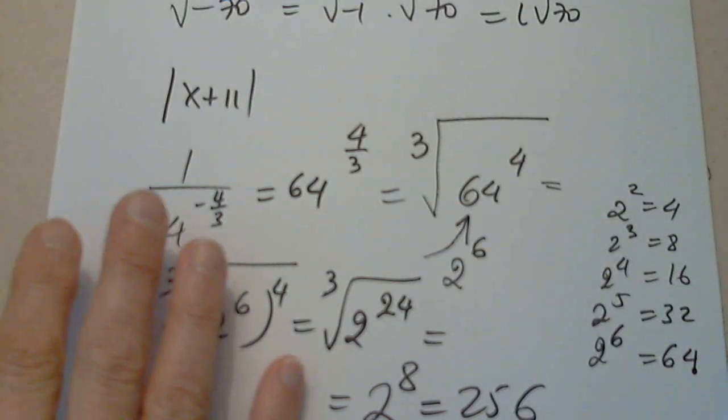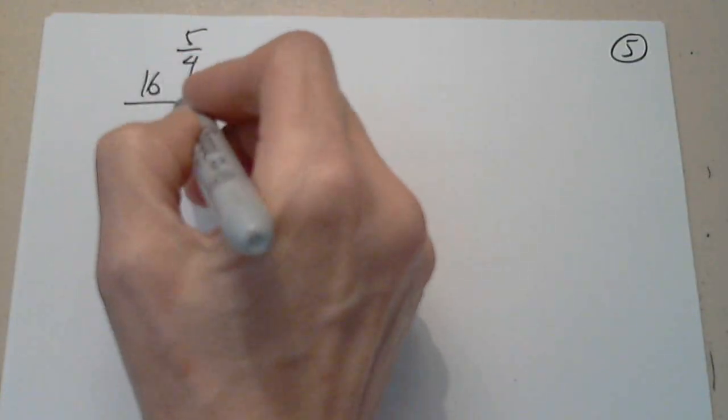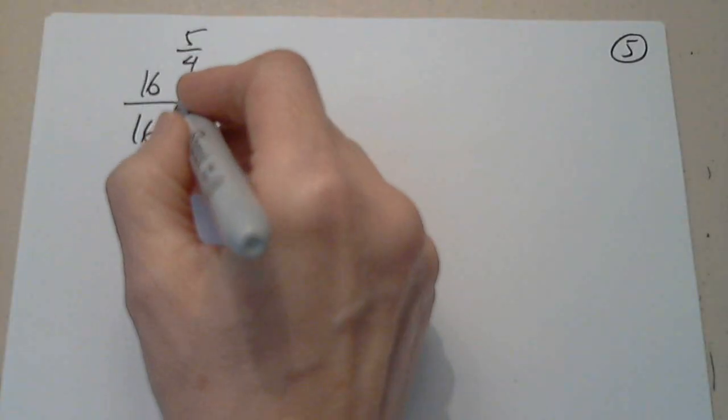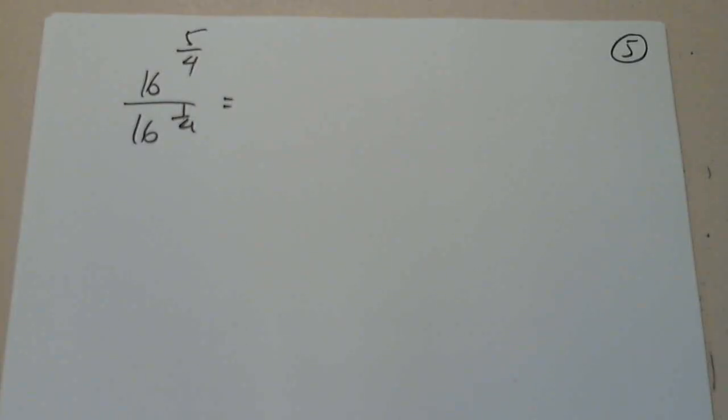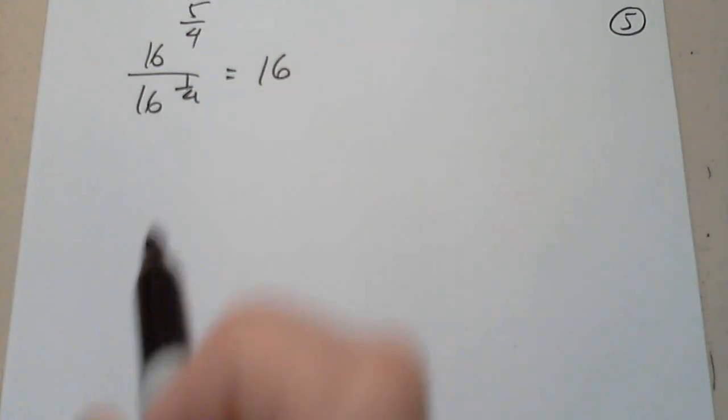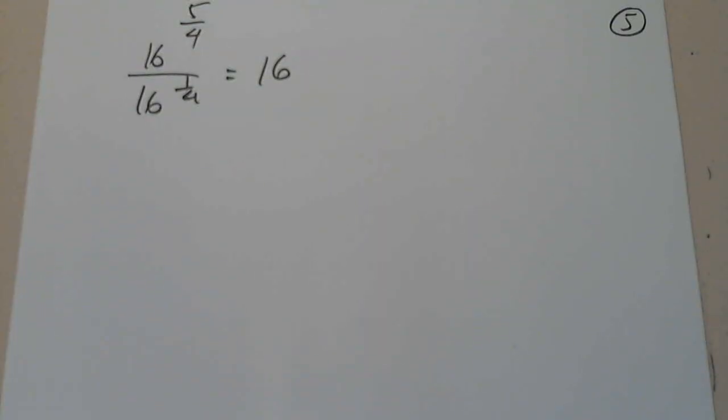Again, here we worked on this problem together. It's the same problem we did in class, but with different numbers. 16 to 5/4 over 16 to 1/4. This is a piece of cake, right? I copy the base and I subtract. From 5/4, I subtract 1/4. I get 4 over 4, which is 1. And that's it. It's just a blink. And I just enter 16, and I'm done. There's nothing else.